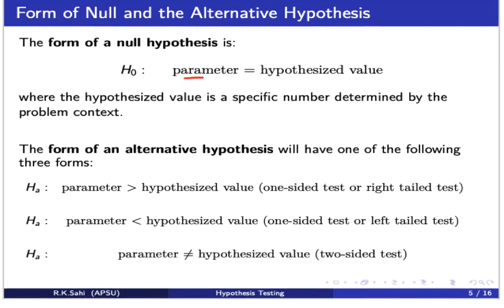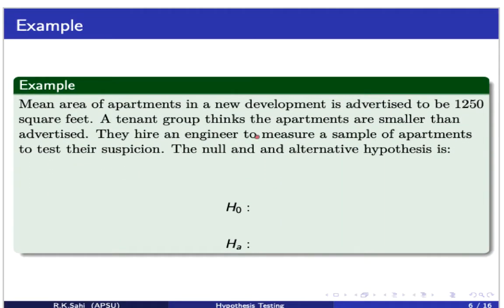Let's quickly do this simple example we have done before. The mean area of apartments in a new development is advertised to be 1250 square feet. A tenant group thinks that the apartments are smaller than advertised, and they hire an engineer to measure a sample of apartments to test their suspicion. As I have talked earlier, when you're reading the problem, highlight the very important words. The very first word, mean, is a giveaway that the parameter is a population mean. That means we are looking at mu.